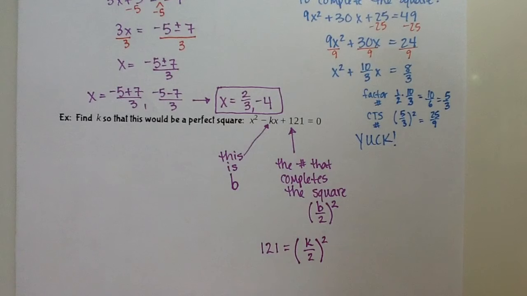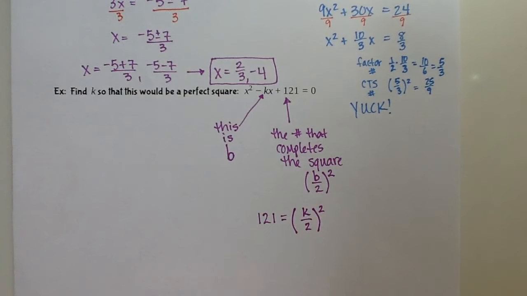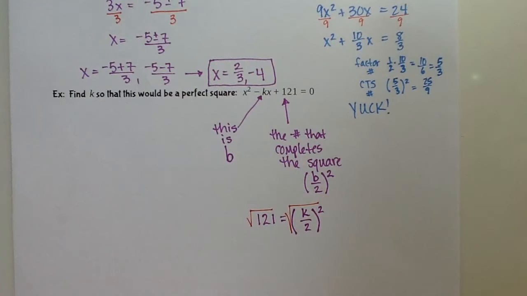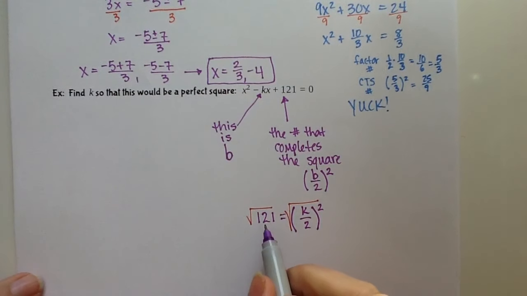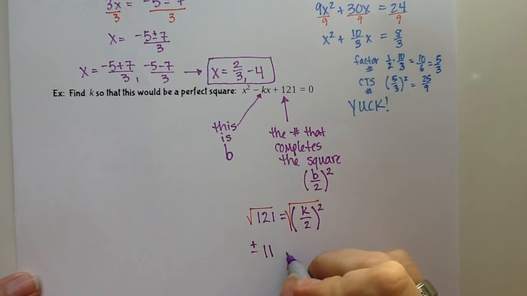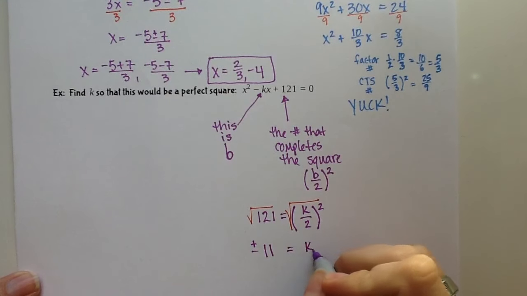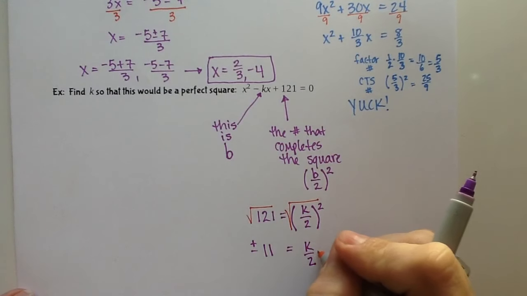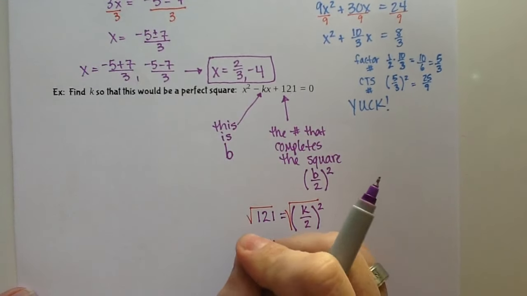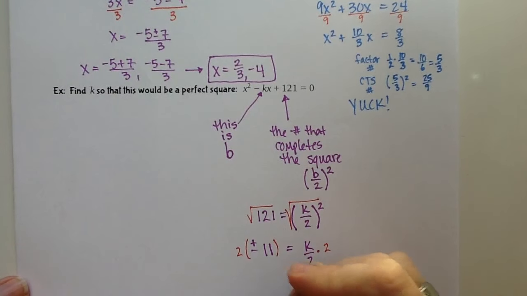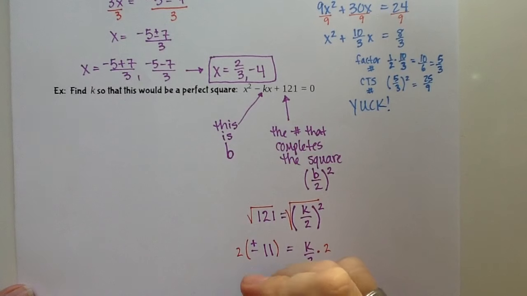And now we can solve this equation by the square root method. So we would take the square root of both sides. And remember, when you do that square root, that's going to be plus or minus 11. And that's going to equal k divided by 2. And then multiply both sides by 2. So then we get that k equals plus or minus 22.